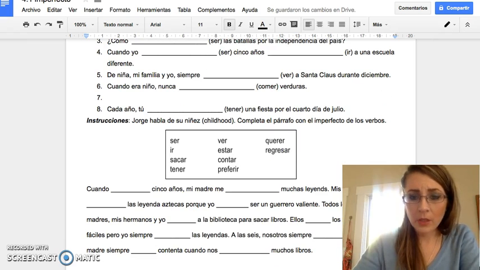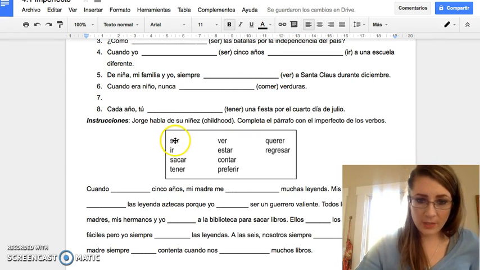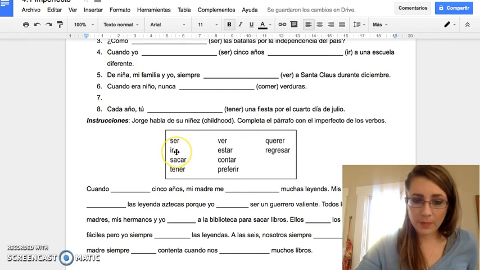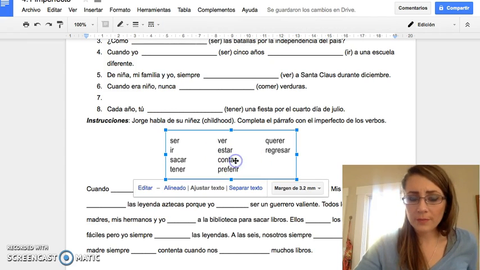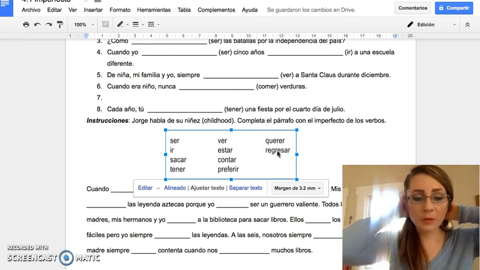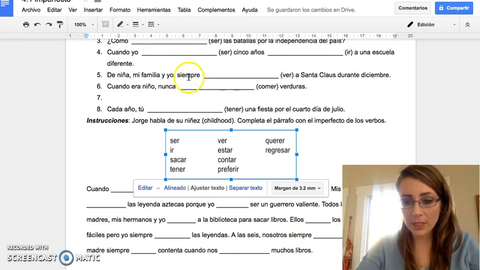Down here, lo que ustedes tienen que hacer es dos cosas. You need to figure out which verb makes sense, so which definition. Ser, to be, ir. I'm not even going to tell you. You should already know what these mean. If you don't, look them up. Contar means to tell. That one we haven't used a lot. Y regresar is to return, like regress, go back. So you need to choose which verb you would be using in the right place. You also need to conjugate it correctly.